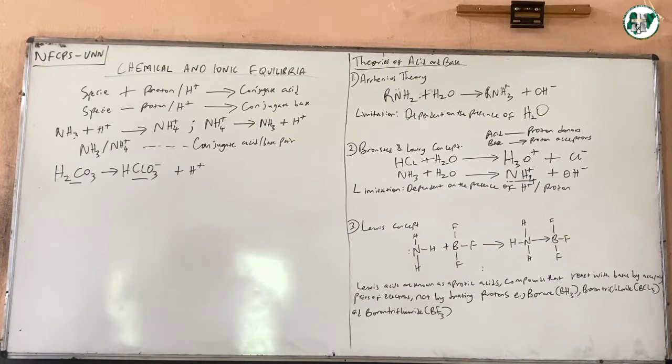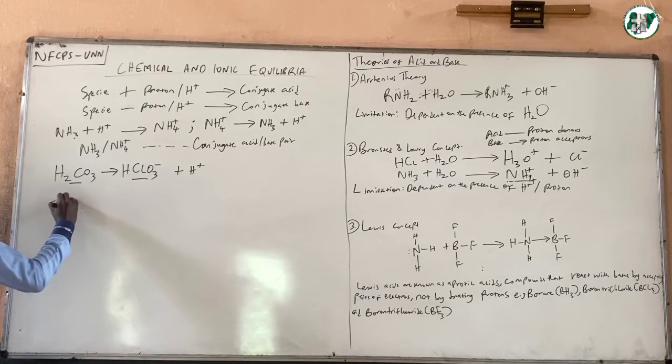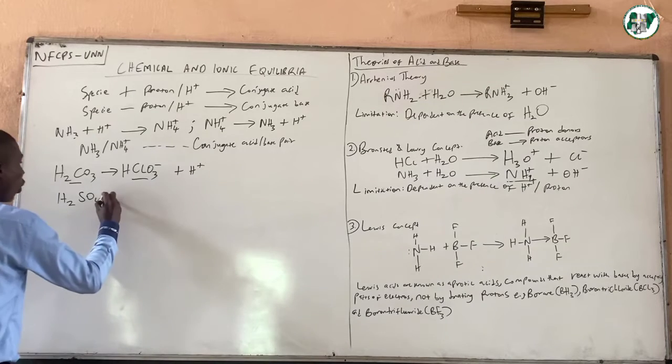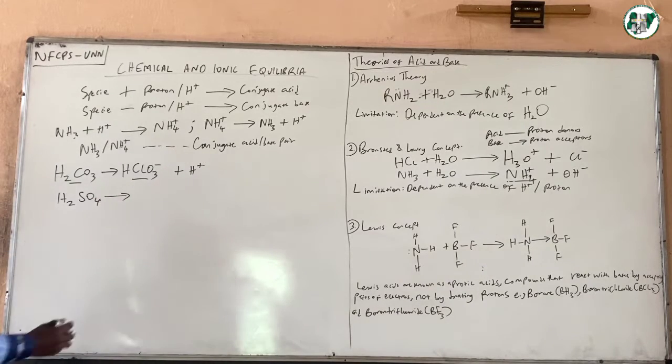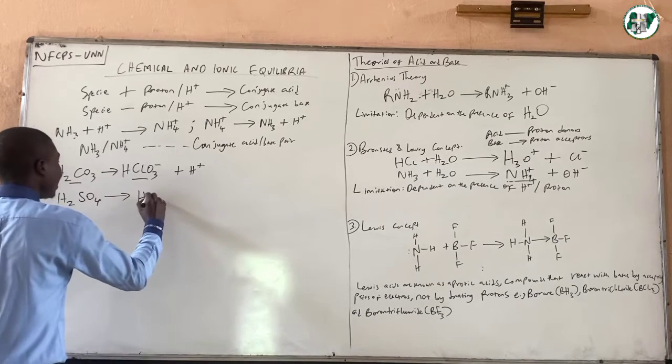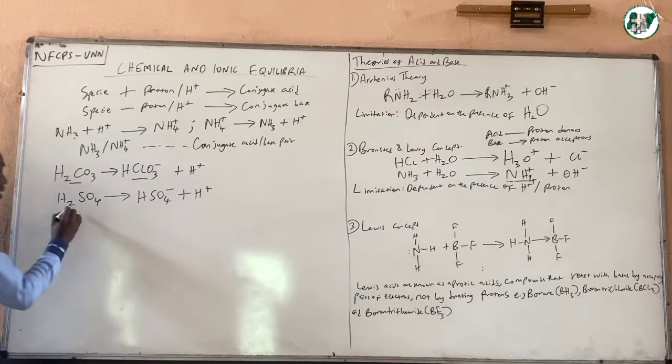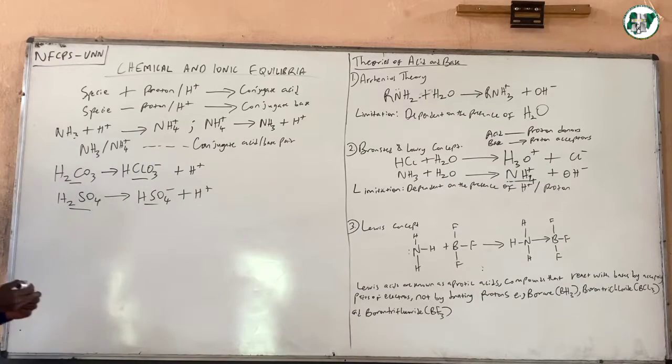This is another example. What other example can we use here? Again, let's try another example. This is H2SO4, tetraoxosulfate 6 acid. H2SO4 can lose hydrogen and we are able to form HSO4 minus plus H plus. This is the acid and this is the conjugate base.